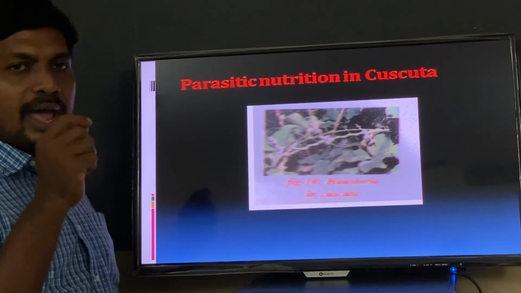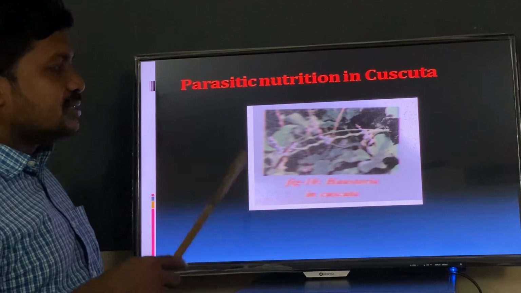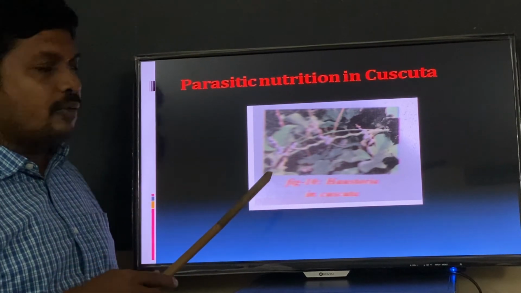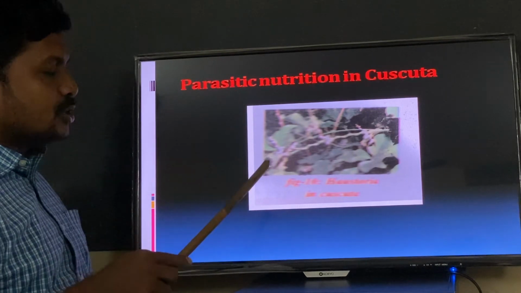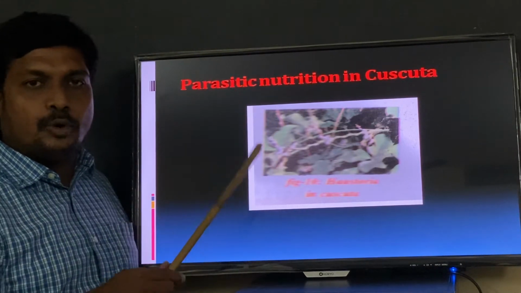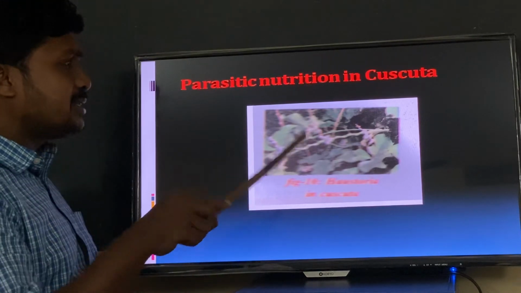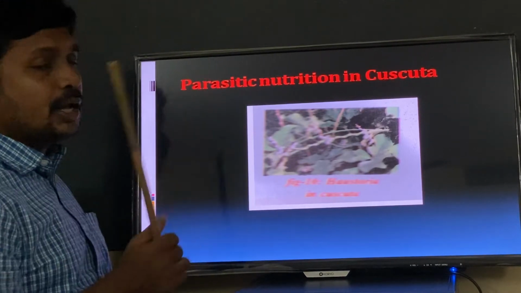These seeds have anchor roots. Like this, they increase their growth on host plant, which leads to the death of host plant. In this association, Cuscuta gets benefit from host plant and host plant gets loss. This type of nutrition is called parasitic nutrition.